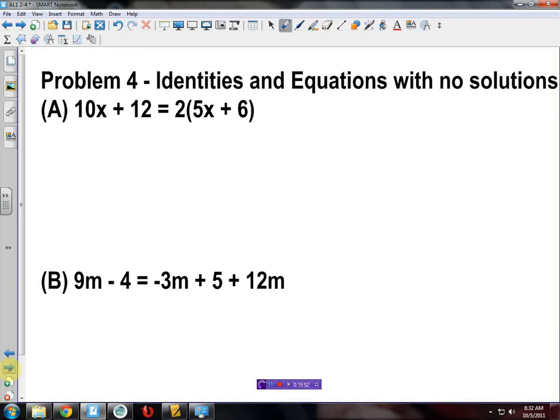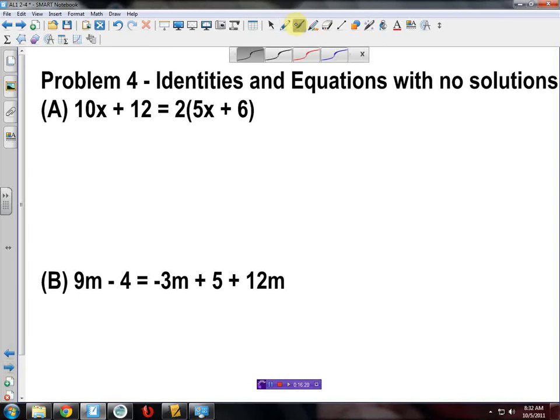All right. Last one we're going to talk about are identities and no solutions. Okay? Identities and no solution. So I think probably what I'm going to do is I'm going to explain, or we're going to go through part A, and it's going to get a funny looking answer. It's going to look different than usual, and we'll decide whether that's going to be an identity or a no solution. Okay? So what do you guys want to do first on part A?